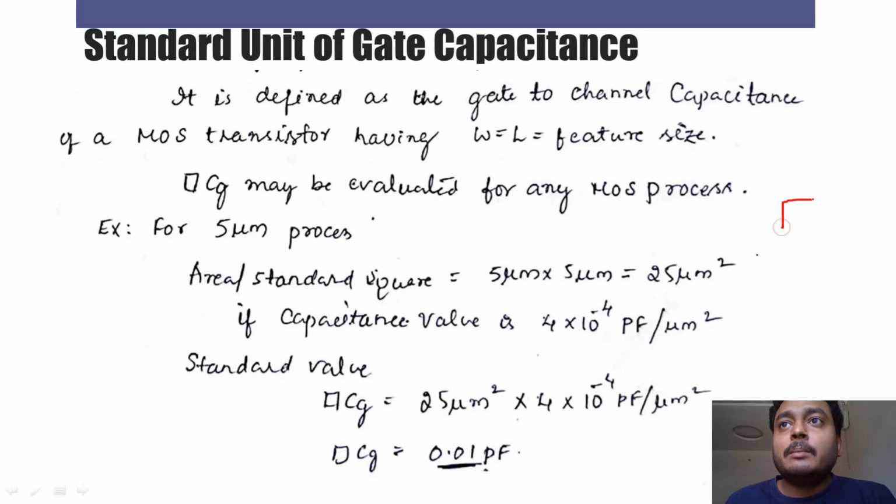That means we have a polysilicon here, and you have these two substrate regions, n region and n region, source and substrate.